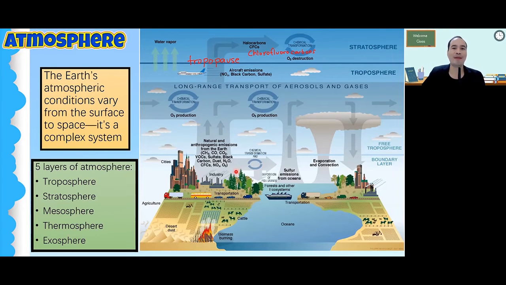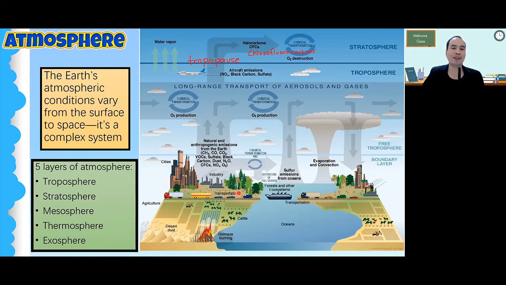What do you think will happen? Imagine you are the engineer, M1. What do you think will happen if there are lots of cities and lots of factories here? What do you think will happen to the concentration of your nitrogen, your oxygen, and other trace gases? As we build more cities, more factories, and have more transports, what do you think will happen?